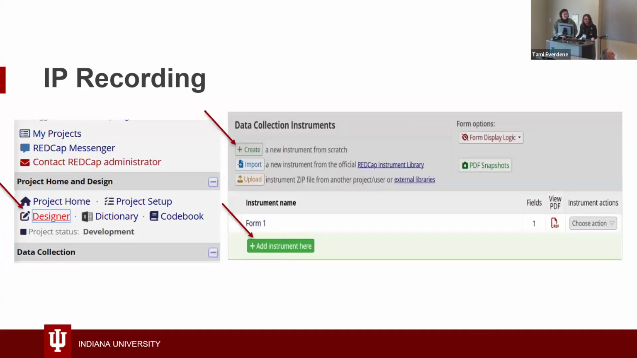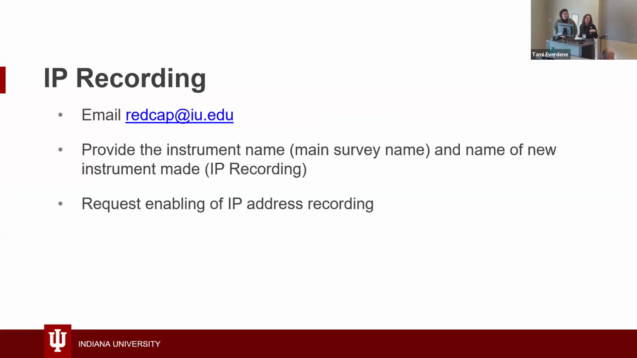You go back to designer, you're going to create a new instrument from scratch and add instrument here. I usually just call this IP address or IP recording. Then you email redcap@iu.edu because this is a way to track all of your respondents, so it needs to be controlled by our administrators. You provide your instrument name and then the name of the new instrument you named. So I call it IP recording. And then you just request that they enable the IP address recording. And then they'll notify you when that's turned on.